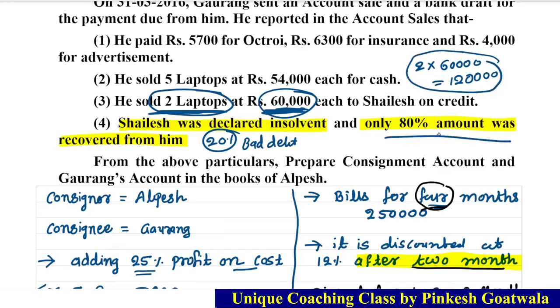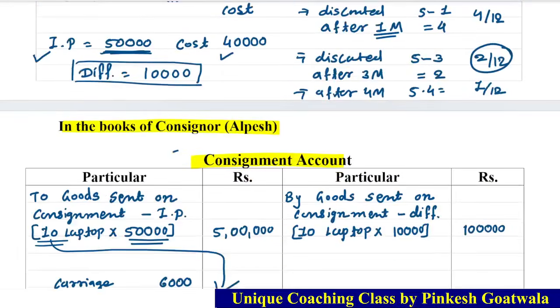And 80% amount was recovered. It means 20% has been gone. Okay, so what is the bad debt? 20% of 120 means 24,000 loss has occurred. Right? Clear? So remember, it's a common point of this chapter. It will come many times, so you have to give effect this way. Find out the amount this way.